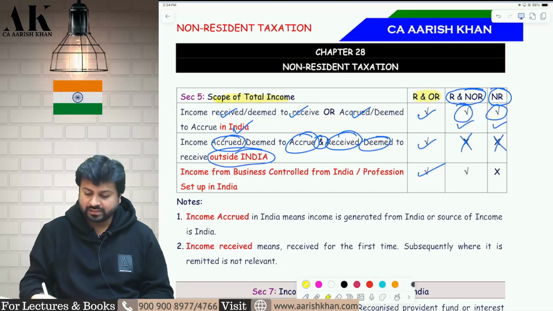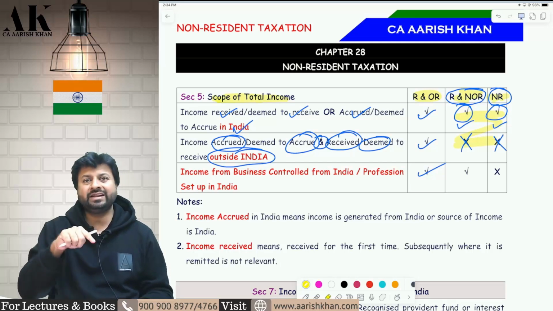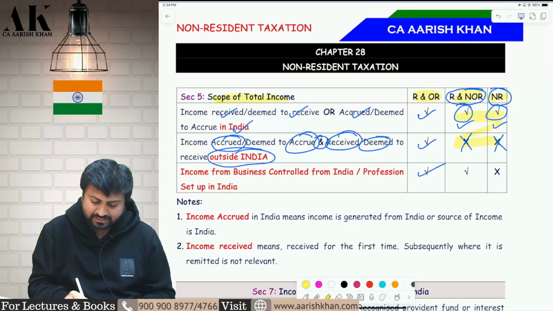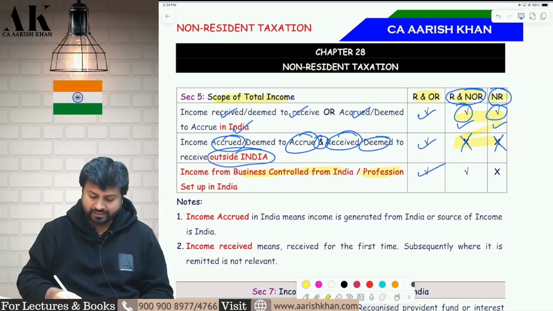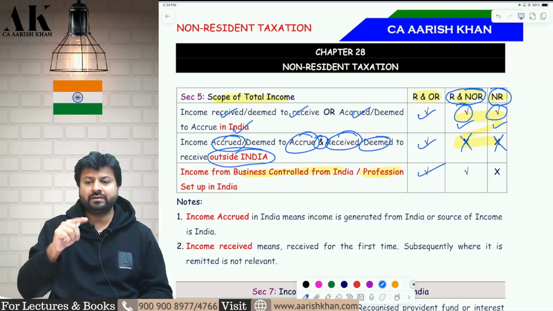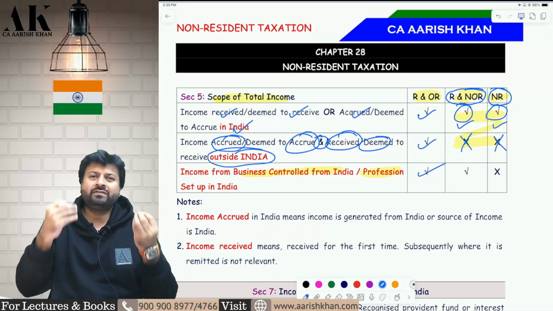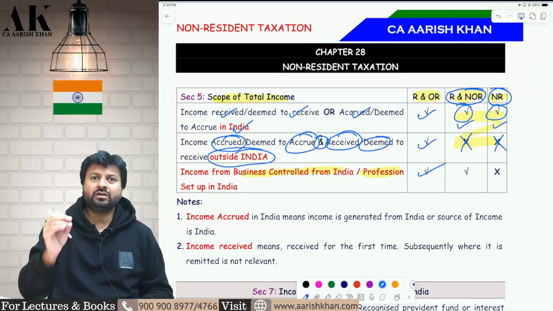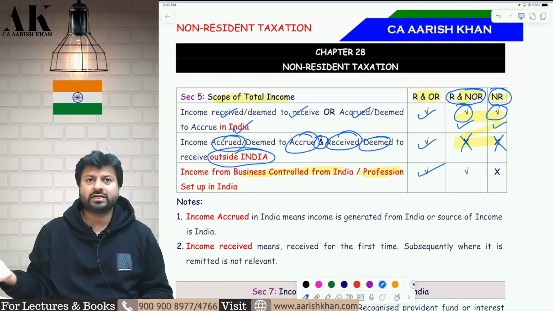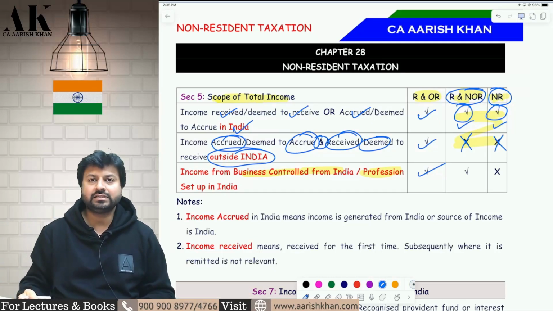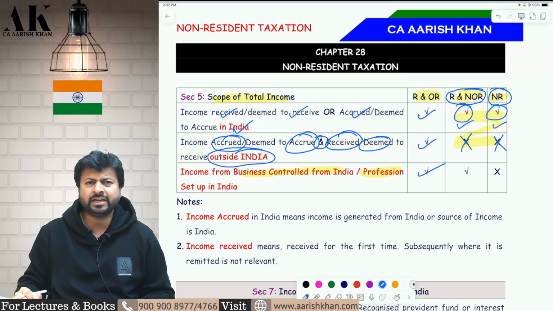Now you will say, by that logic, NOR and NR are one and the same. No. They differ in the last point. If the business is done outside India, or if the profession is done outside India, listen carefully. This is the third place where both of them are going to differ. See, for RNOR, every time RNOR is going to pay tax. For RNOR, you are not going to see anything. Whether the income is accrued in India or accrued outside India, received in India or received outside India, if you are an ordinary resident, world income is taxable. But for NOR and NR, income has to be accrued in India or received in India or deemed to accrue in India or deemed to be received in India. Either of the four things should happen in India. If everything is happening outside India, then they are not liable to tax.